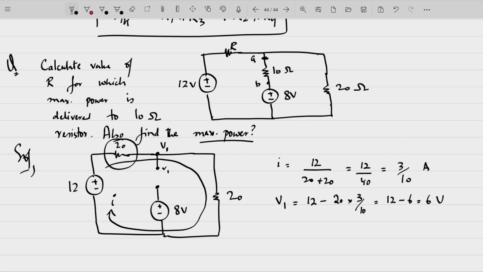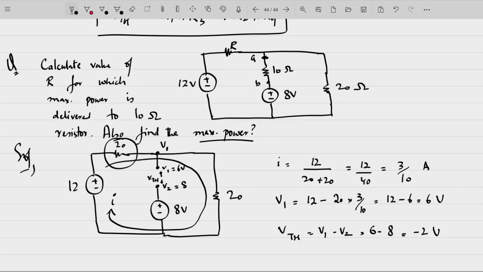So यहाँ पे voltage V1 है, यहाँ पे voltage V2 है. This is 8 volts, this is 6 volts. So VTH is voltage between these two. VTH is simply V1 minus V2. 6 minus 8, and that is minus 2 volts. तो ये आपका VTH हो गया.